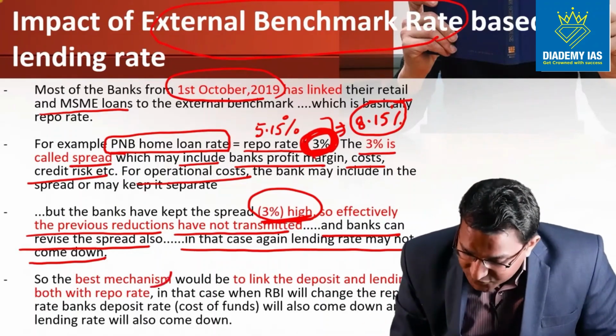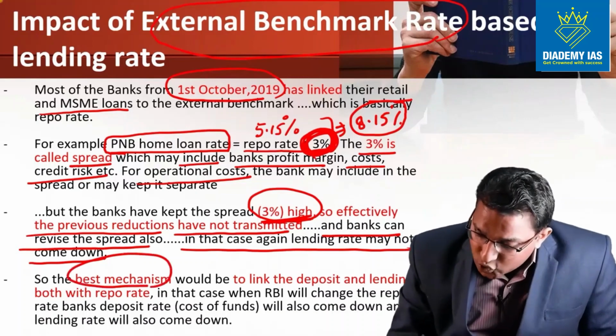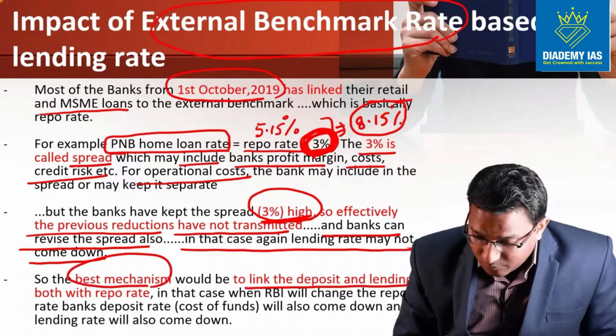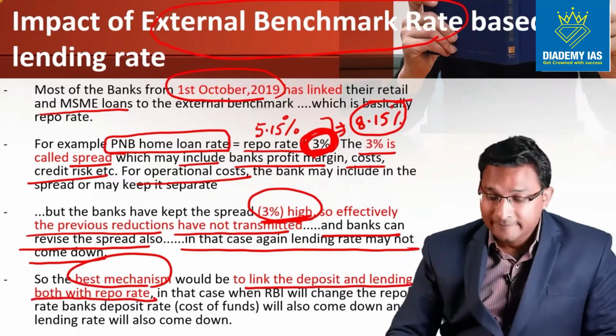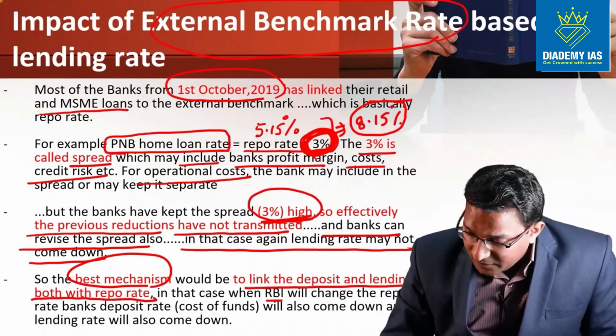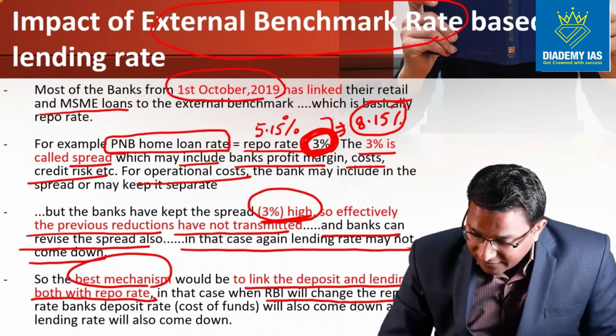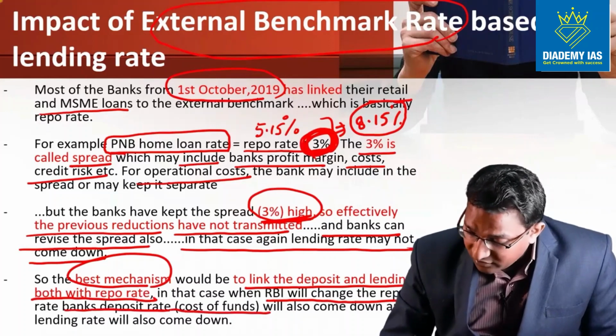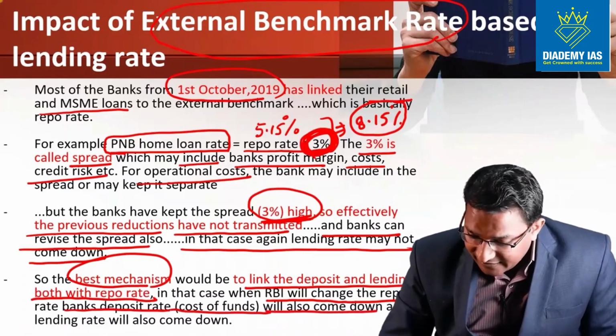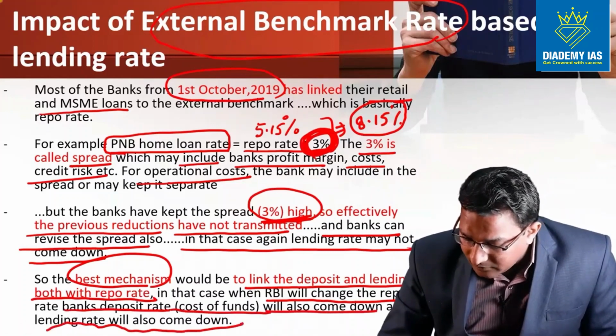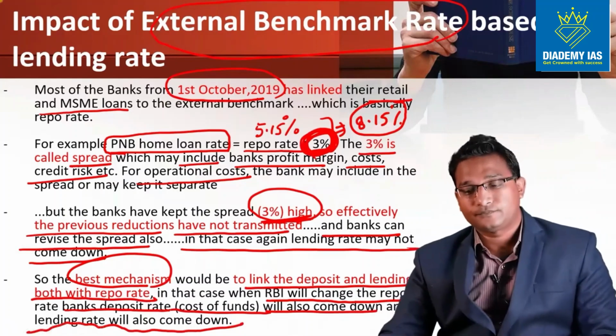So what will be the best mechanism? The best mechanism is to link the deposit and lending both with the repo rate. In that case, when RBI changes the repo rate, the bank deposit rate, that is the cost of fund, will also come down, and the lending rate, that is the income, will also come down.